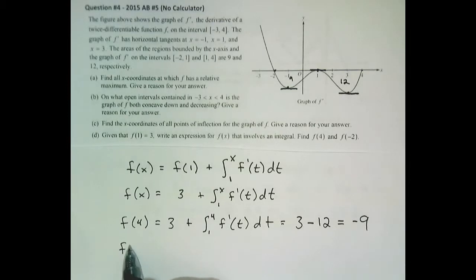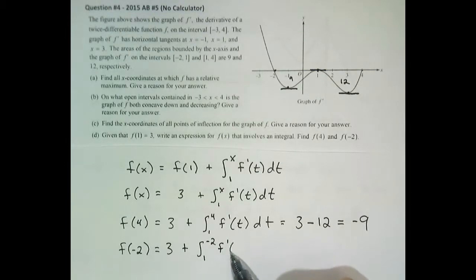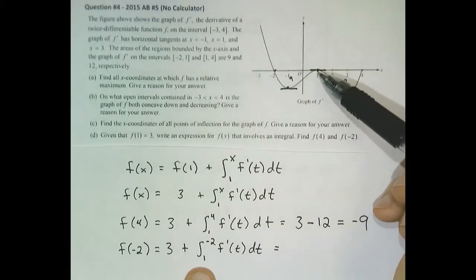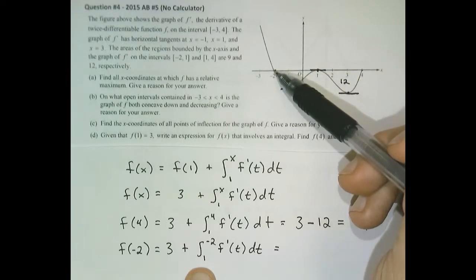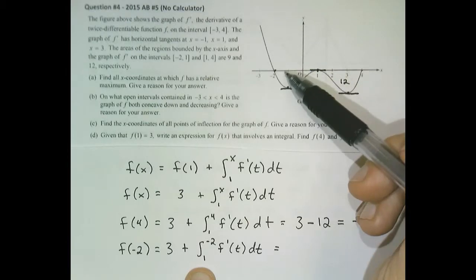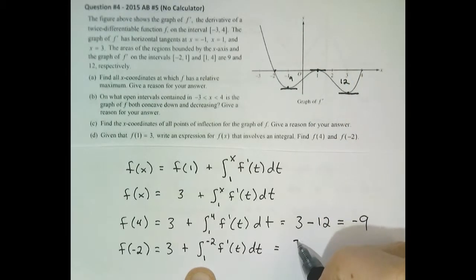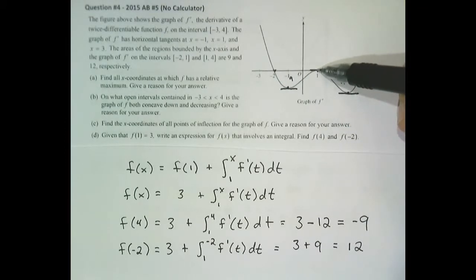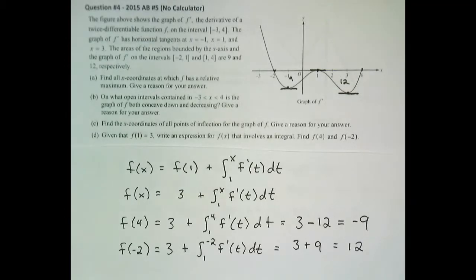We repeat the process at -2. It's going to be the initial condition plus what I accumulate from 1 to -2 of the rate function. The accumulation now is working backwards from 1 to -2. We are backwards and below the axis, so that is gaining value. So this would be 3 plus 9, giving us an accumulation of 12. So our function is at 12, then our function is at 3, and then our function is at -9.